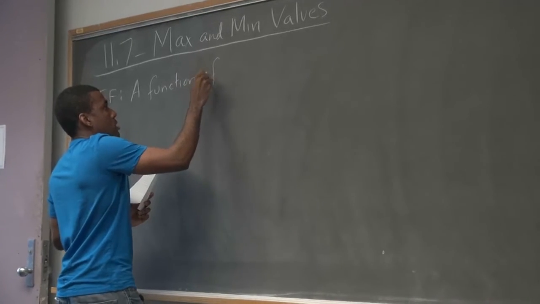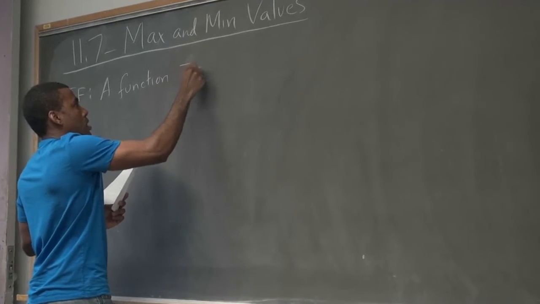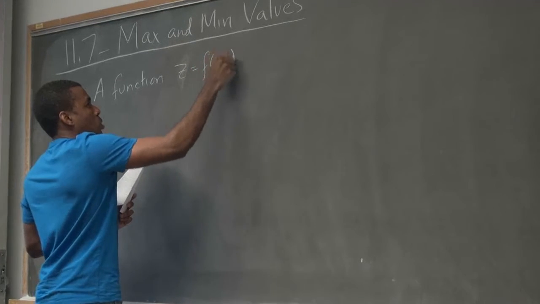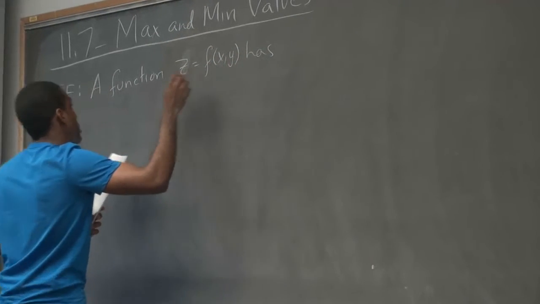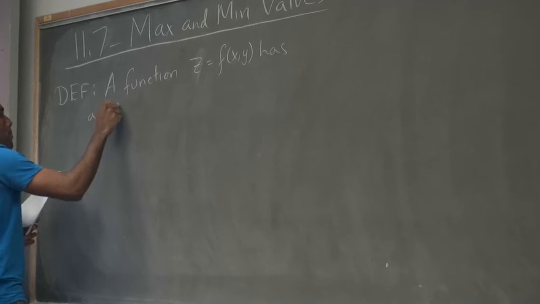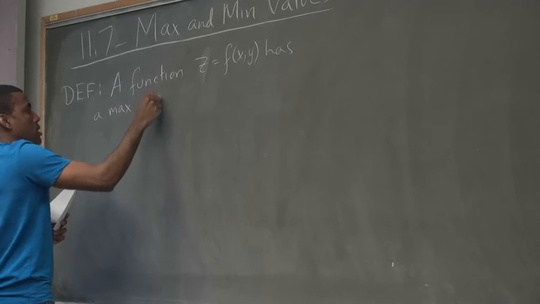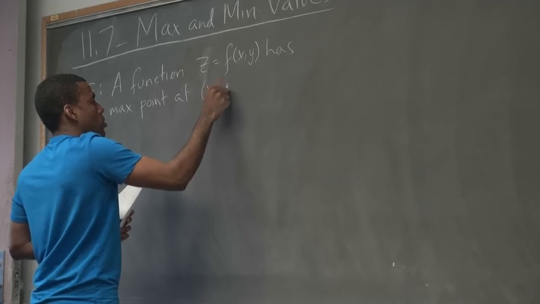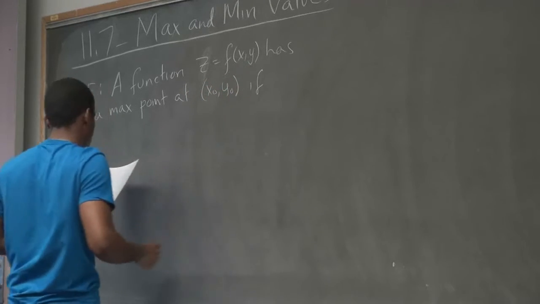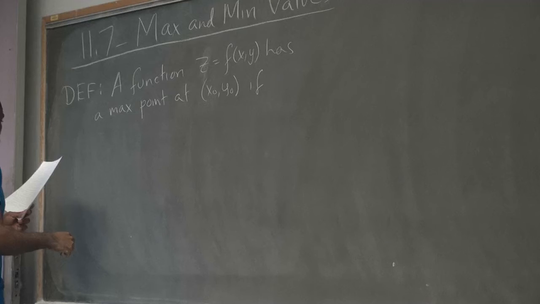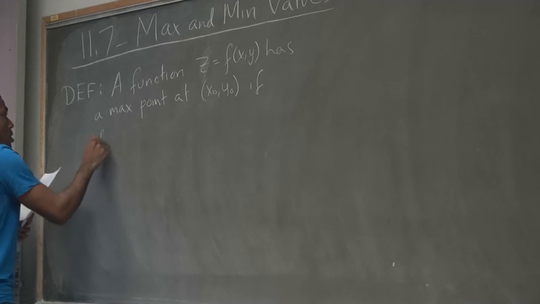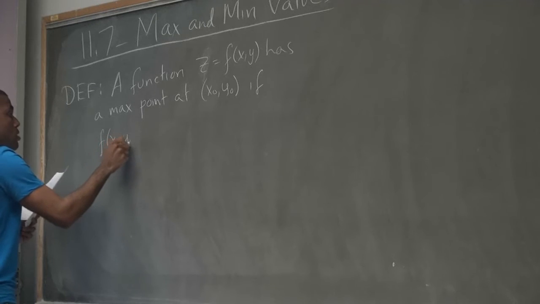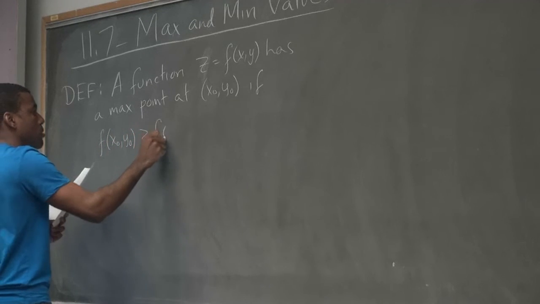Function z equals f of x, y has a max point at x naught, y naught if f of x naught, y naught is greater than or equal to f of x, y.